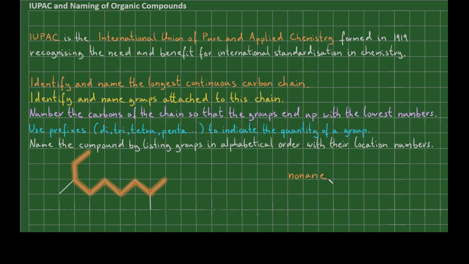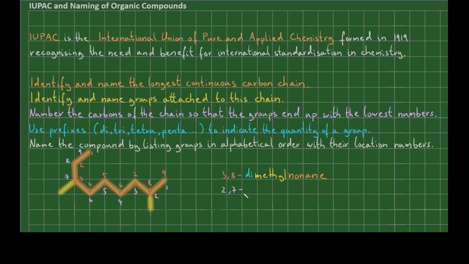And this nonane has 2 methyl groups. So far I have dimethylnonane. What is the location of the methyl groups? In order to answer that, I need to number the carbon chain. I need to decide, do I number it from the left or from the right? If I number it from the left, the 2 methyl groups will end up on carbons 3 and 8. So the name would be 3,8-dimethylnonane. If I number the carbons from the right, the methyl groups will be on carbons number 2 and 7.